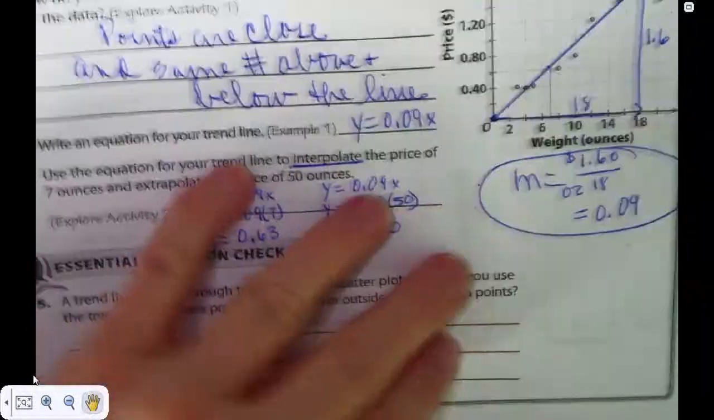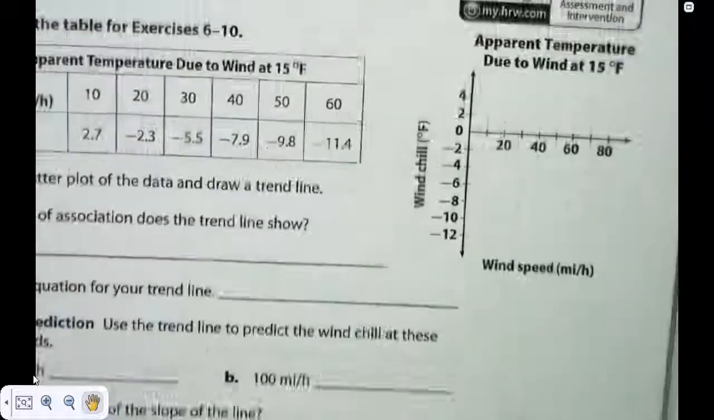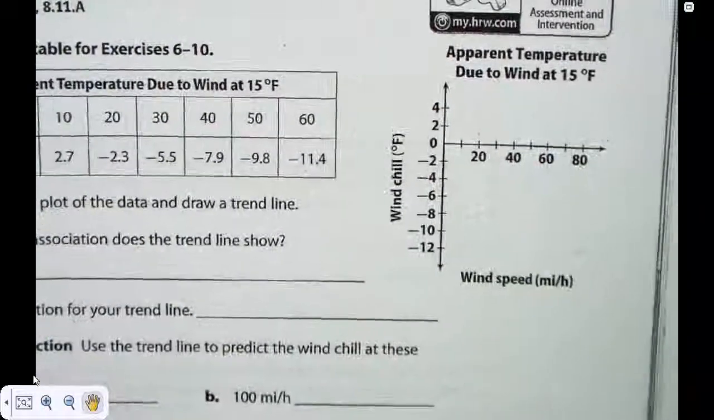Okay, look at page 405. Look at that graph and look how weird it looks. Look at that. How strange.